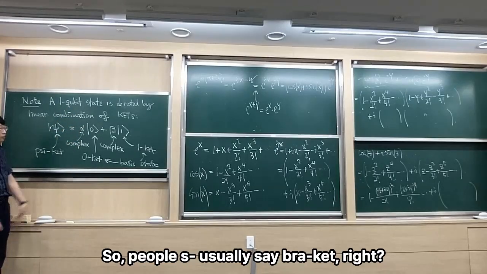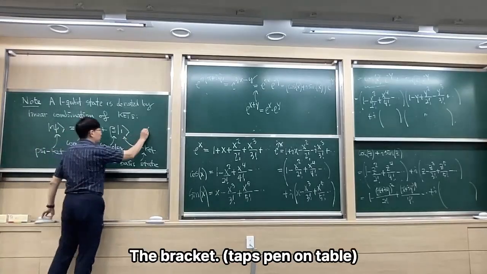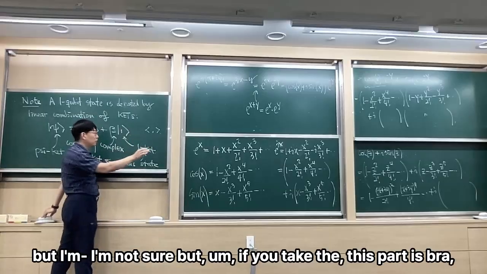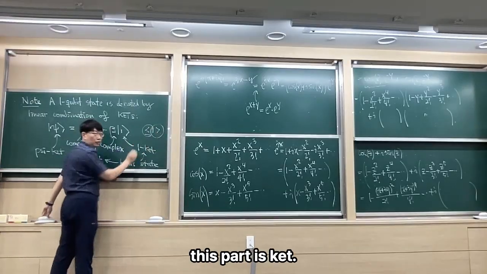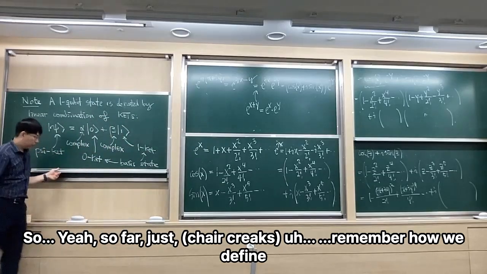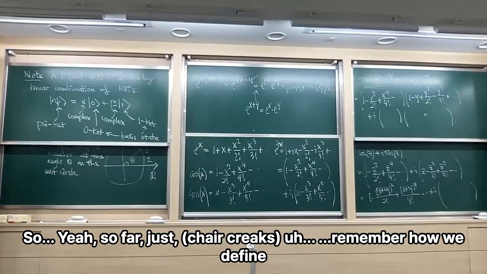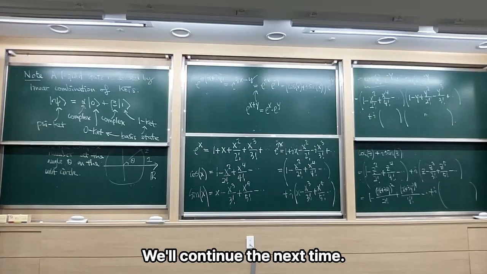People usually say bracket, right? So it's a bracket here. I think that's where the name comes from, but I'm not sure. If you take this part, it is the bra, and this part is the ket. So far, just remember how we define the quantum state and the ket notation. We'll continue next time.